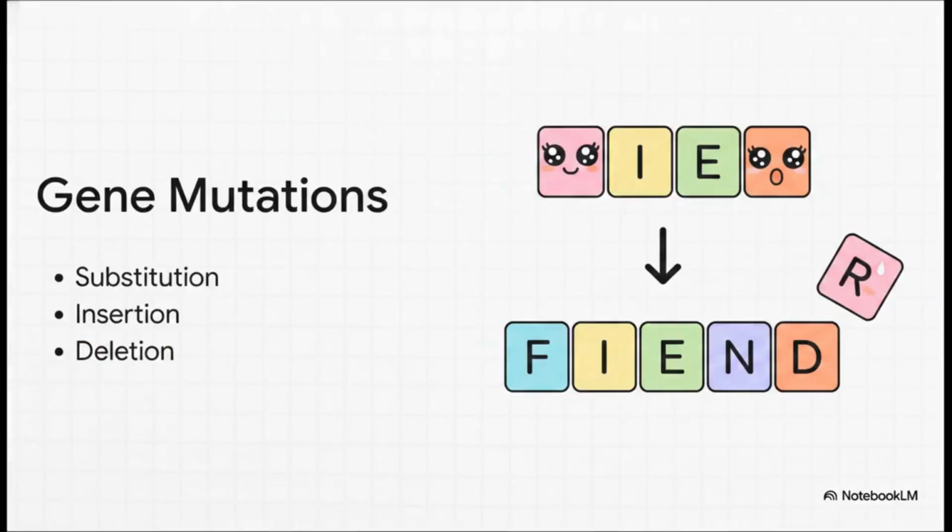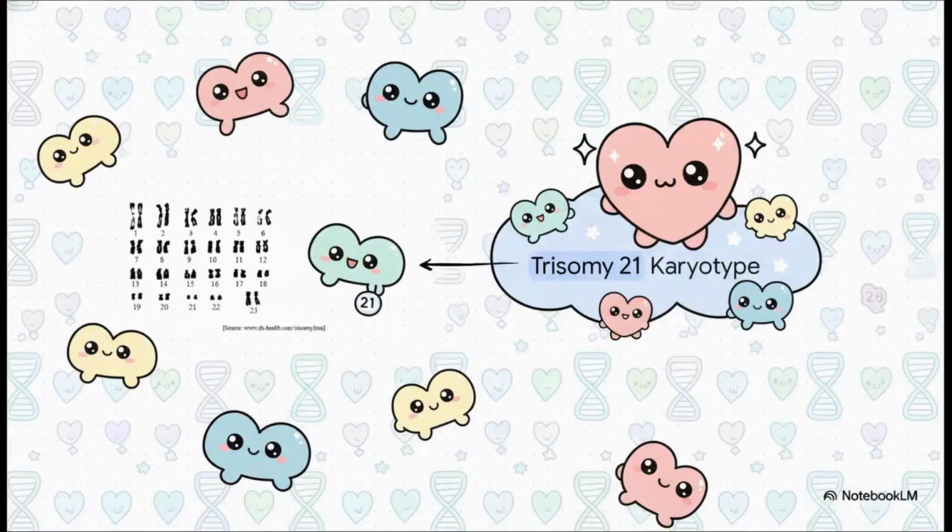Let's zoom in on those gene mutations for a second. These are all about things like substitution, insertion, or deletion. Think of your DNA as a sentence made up of letters. If you get a deletion mutation and lose just one single letter, the word friend suddenly turns into fiend. That one tiny drop completely changes the meaning of the genetic sentence, and boom, you might end up with a non-functional protein.